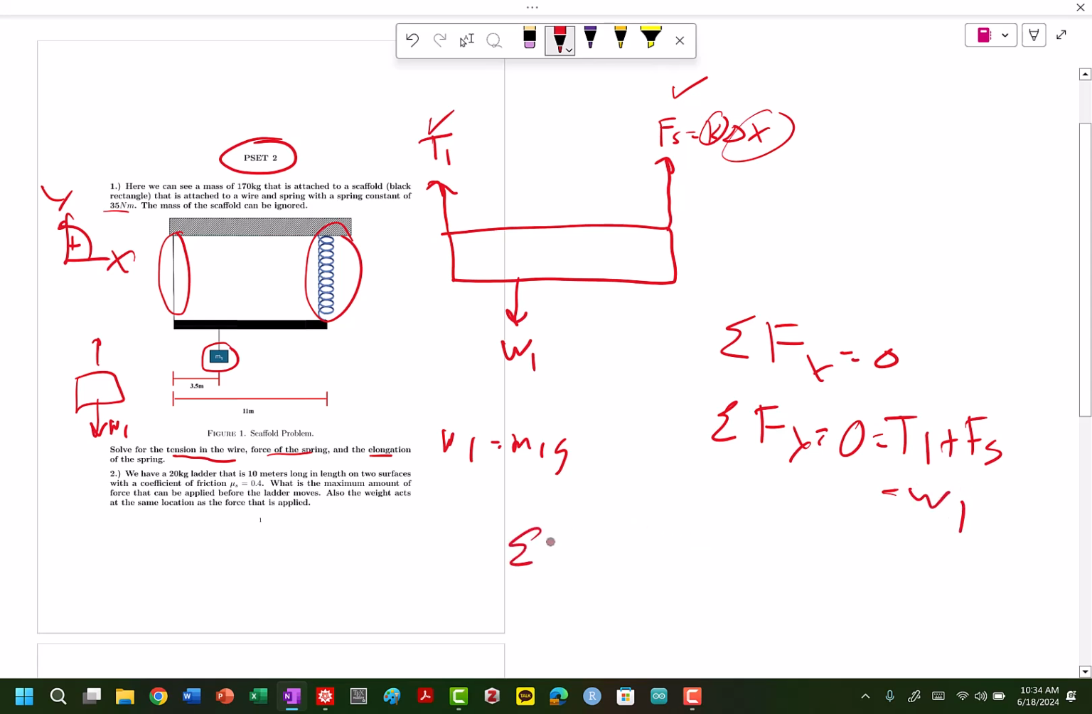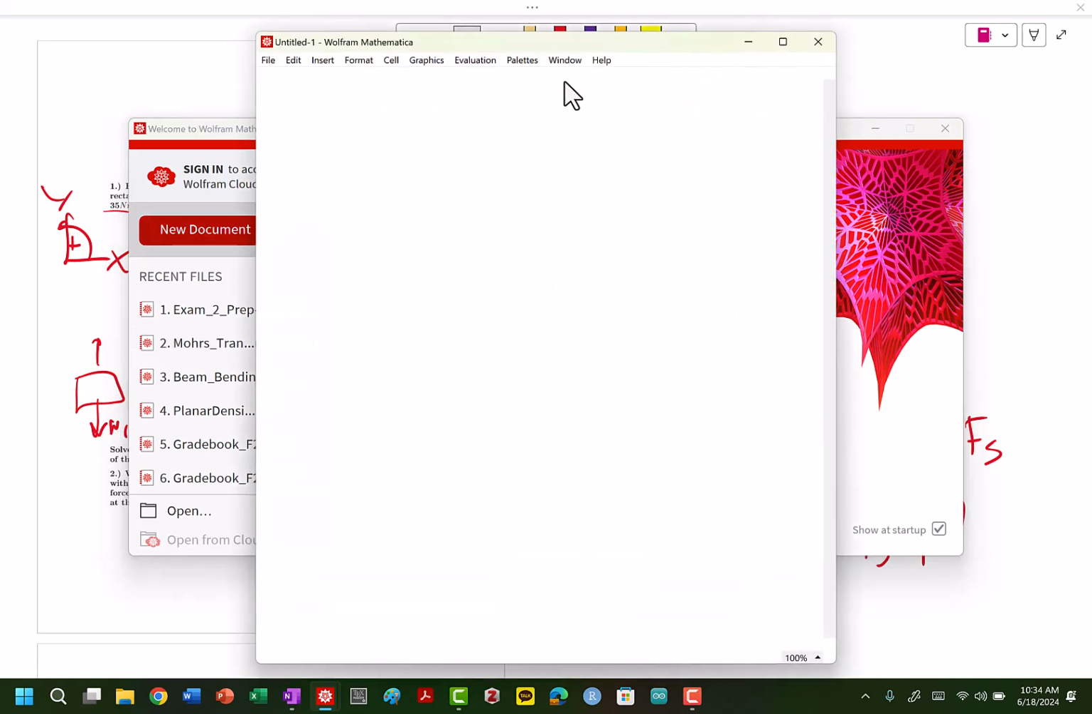And then finally, sum of the moments, and I'm going to say sum of the moments about 1. So I'm going to pick my origin right here. So the perpendicular distance from the line of action will be, and that's minus, equals 0, equals minus weight 1 times 3.5 meters. And then it's going to be plus force of the spring times 11 meters. Because again, perpendicular distance, line of action, we've got it. So let's go ahead and solve.